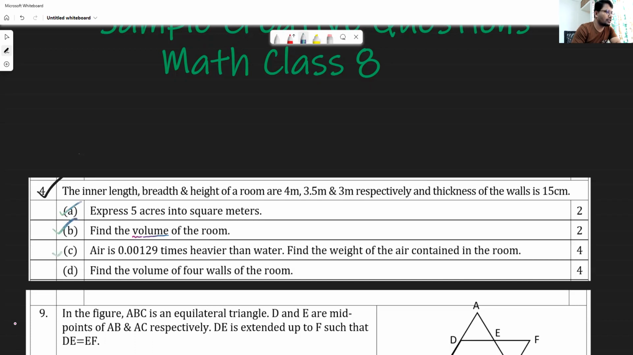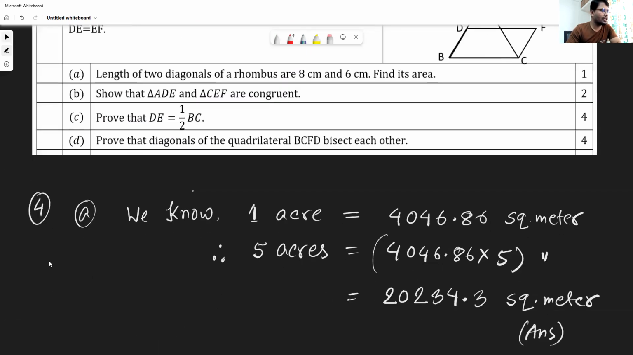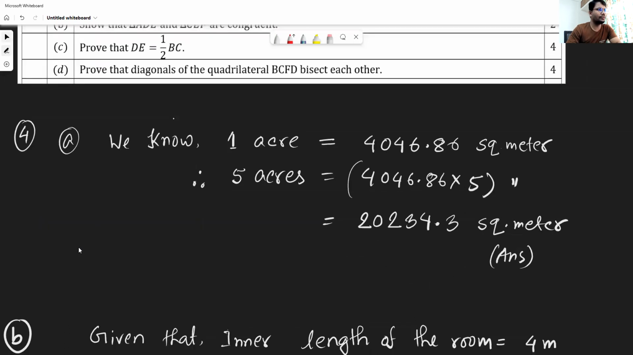Then the third question: air is a certain number of times heavier than water. Find the weight of the air contained in the room. That means when the room is filled up by air, what will be the total weight of the air inside the room? The relation is given between air and water, because there is a formula for finding water. So you have to convert water, then air. The next, another most important question, number D: find the volume of the 4 walls of the room. So inshallah, now we will discuss question 4, then we will start the next question.